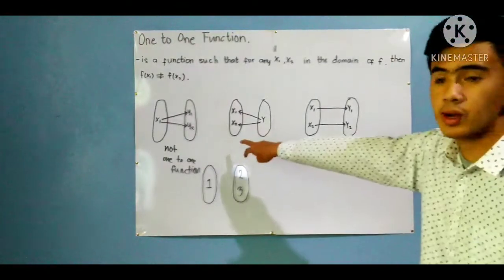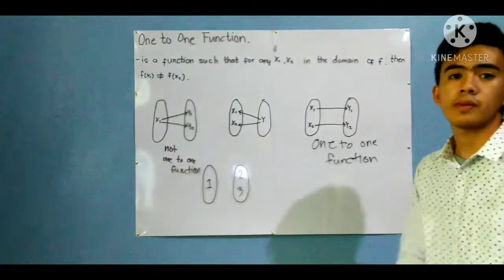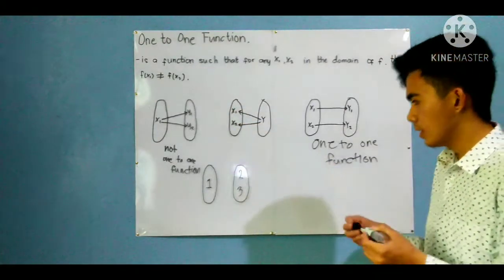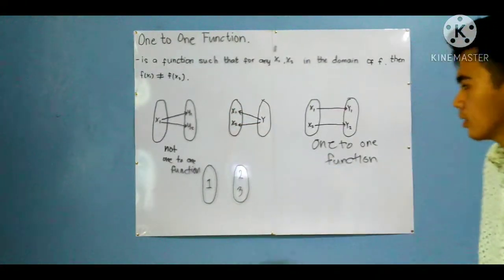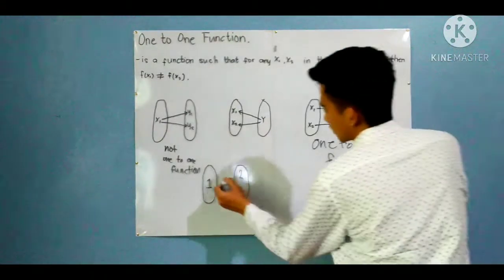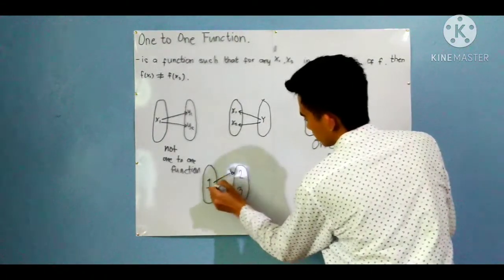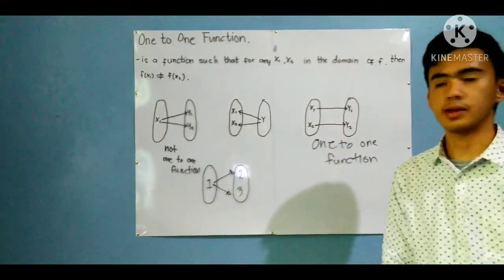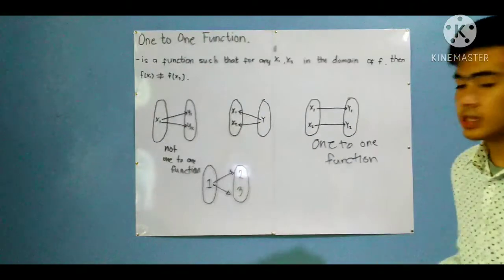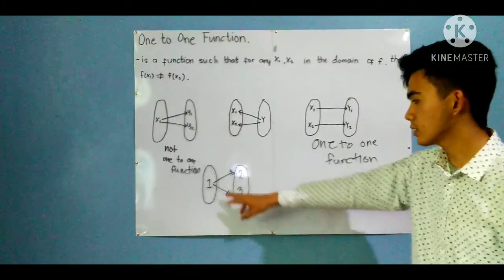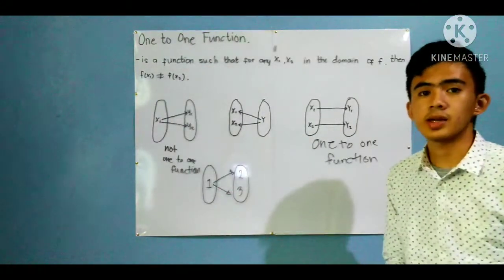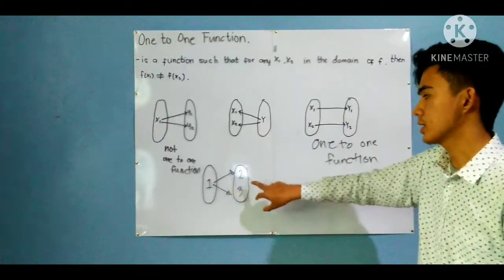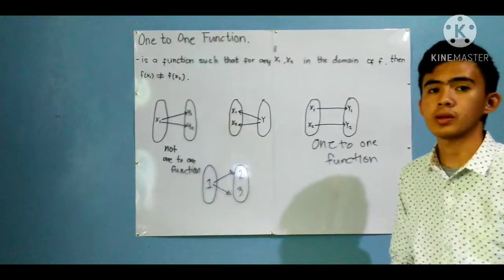Itong sa pangalawa kanina is not a one-to-one function because naka-pair siya sa dalawang element. Okay? So ito yung another example. One-to-one function ba siya or hindi? So it is not a one-to-one function because naka-pair siya sa dalawang element, which is itong 1 naka-pair siya sa 2 and 3. So it is not a one-to-one function.